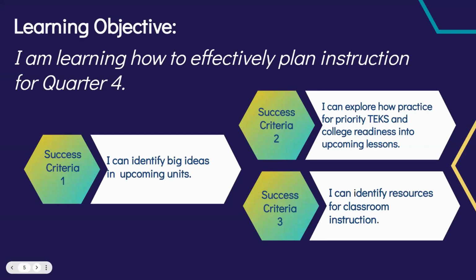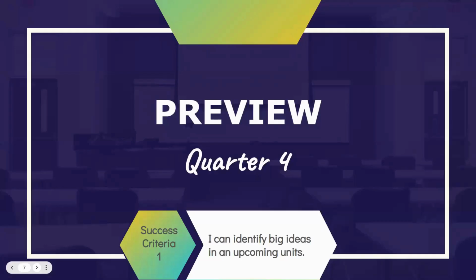For this session, our learning objective is to learn how to effectively plan instruction for quarter 4. And in doing so, we're going to take a look at the big ideas in upcoming units. We're going to explore how to practice for priority TEKS and college readiness in upcoming lessons, and identify resources for use for classroom instruction. So first up is taking a look at the big ideas in the upcoming units.